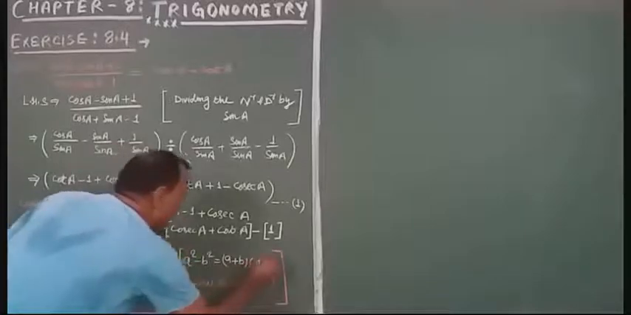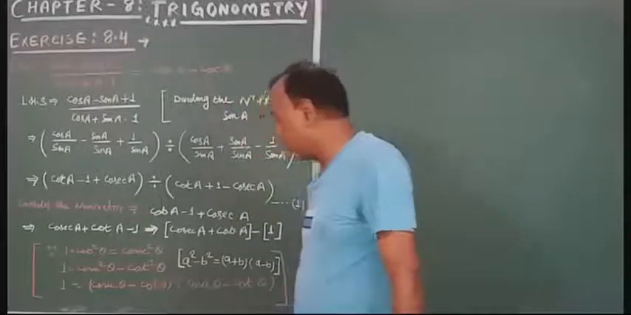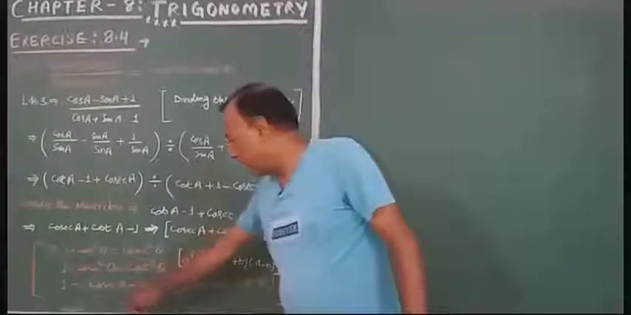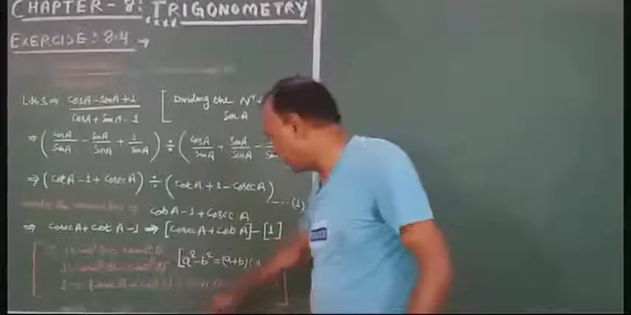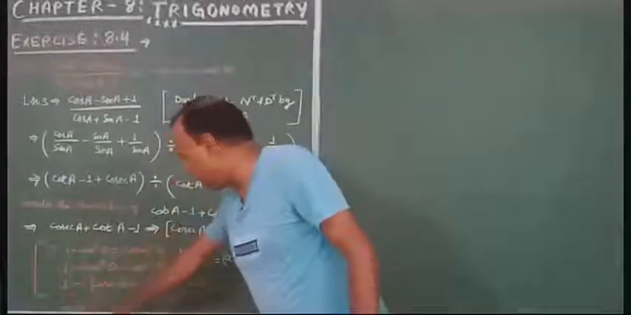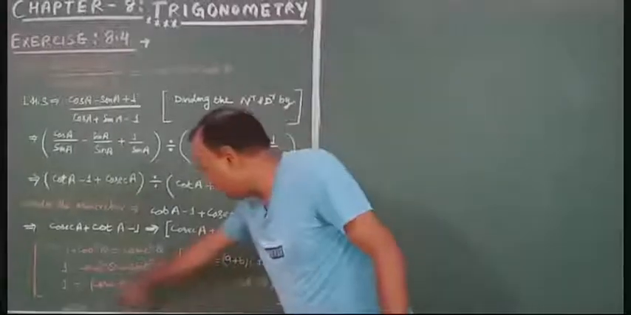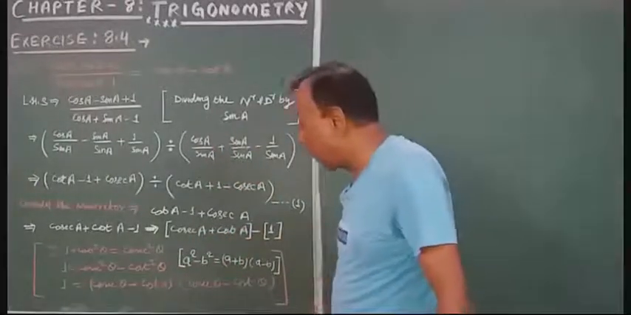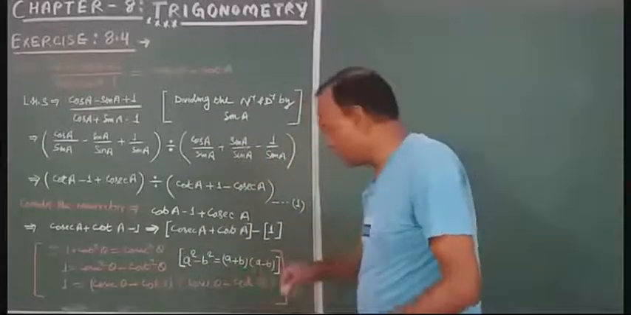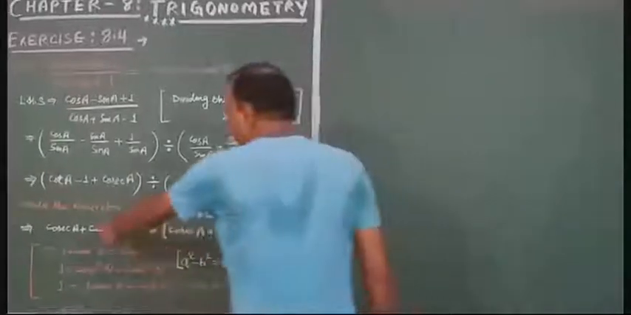I am using this identity here. So cosec square theta minus cot square theta can be written as cosec theta plus cot theta and cosec theta minus cot theta. In place of 1 we will write cosec theta plus cot theta into cosec theta minus cot theta. And this is the story of the numerator.